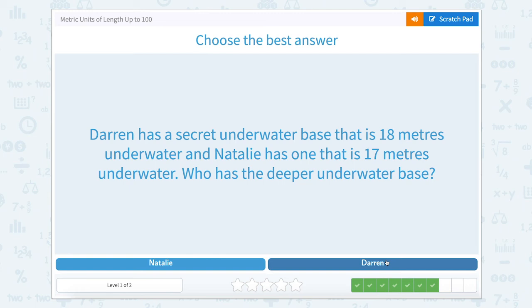Darren has a secret underwater base. That sounds fun. That is 18 meters underwater. Natalie has one that is 17 meters underwater. Who has the deeper water base?